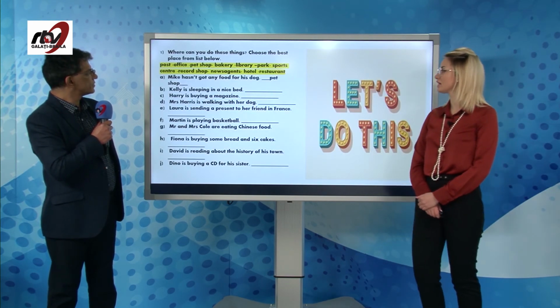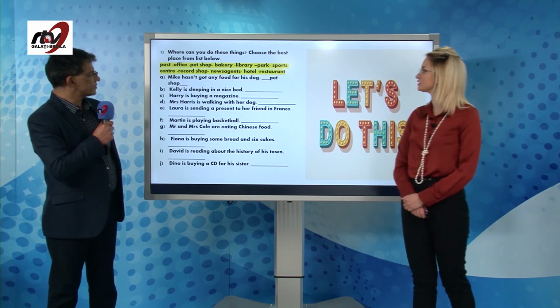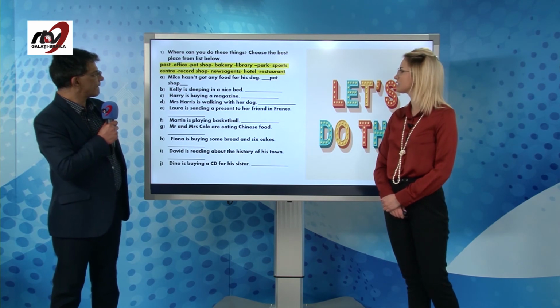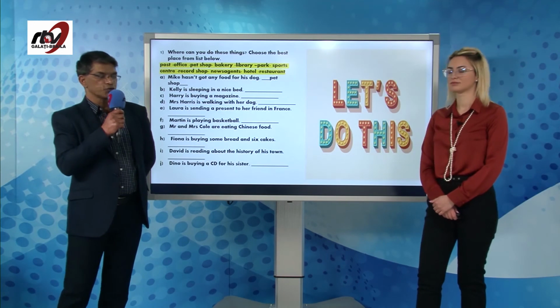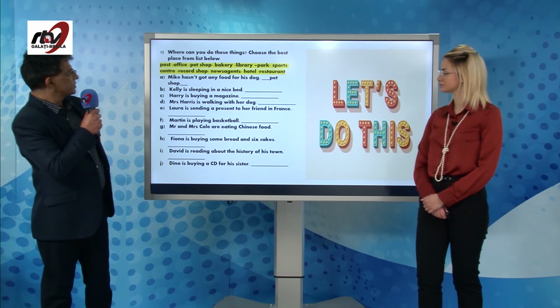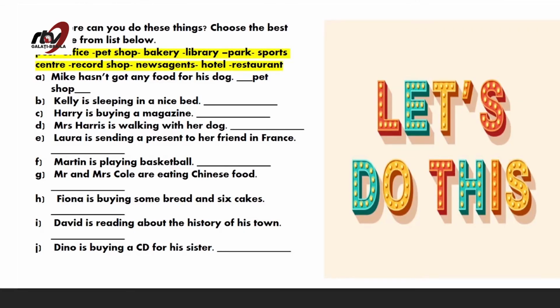Now let's move on to the practice part. For the first activity, we have to choose the best place from the list below. Okay, students, let's see if you can do this. Remember, Mike hasn't got any food for his dog. Obviously, he is in the pet shop. Kelly is sleeping in a nice bed. Where could she be? Of course, in the hotel.